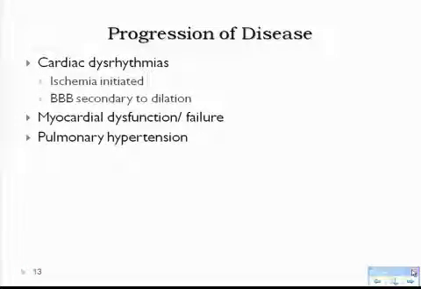Sometimes you also get a bundle branch block secondary to dilation. There's a late effect as well because it progresses into the dilated state eventually. You also get myocardial dysfunction, failure, and eventually sometimes you also develop significant MR, leading to pulmonary hypertension in these individuals.